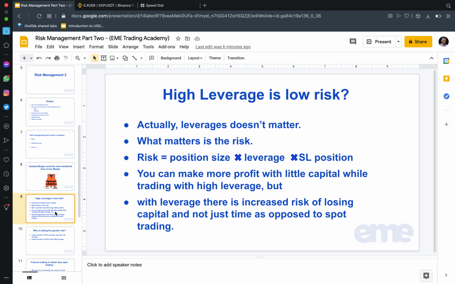Next slide. High leverage is low risk. True or false? The answer is that leverage doesn't really matter. What matters is your risk, and leverage is just a part of risk. If you're using high leverage, it could mean high risk if your position size is constant, if your stop loss position is constant, right?